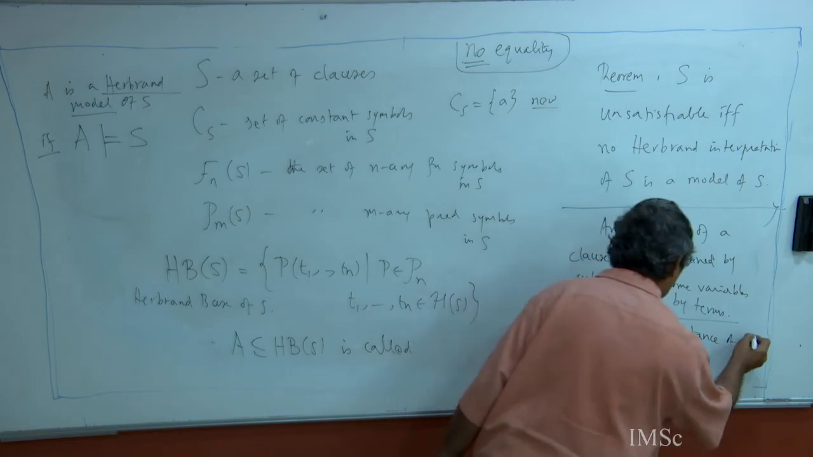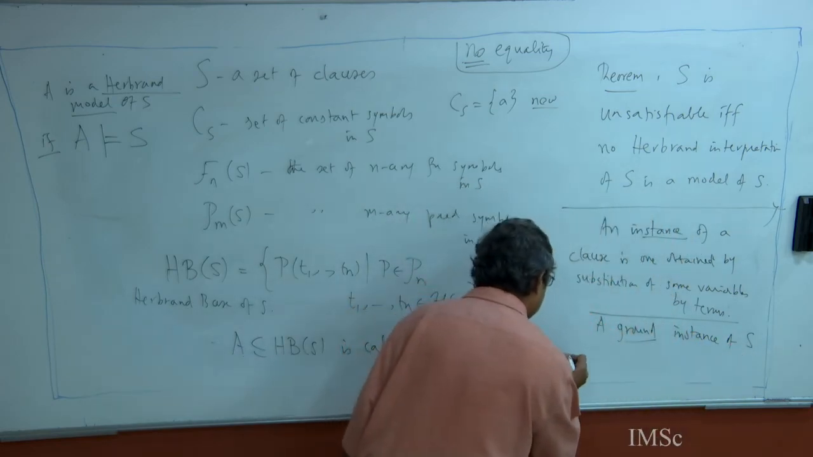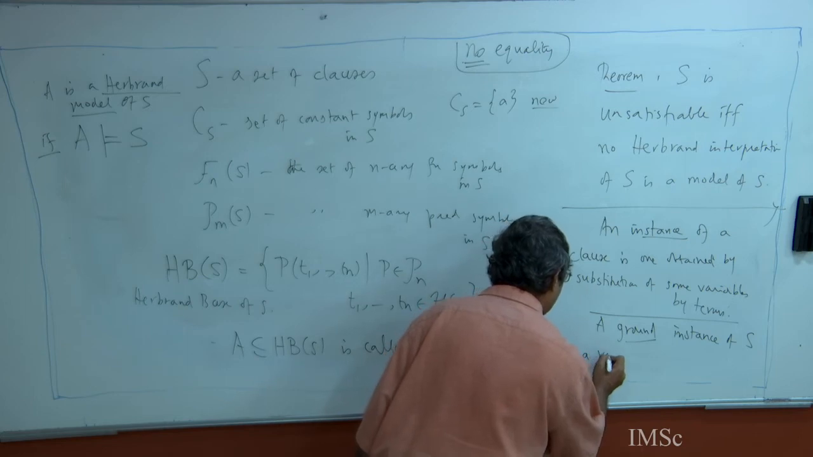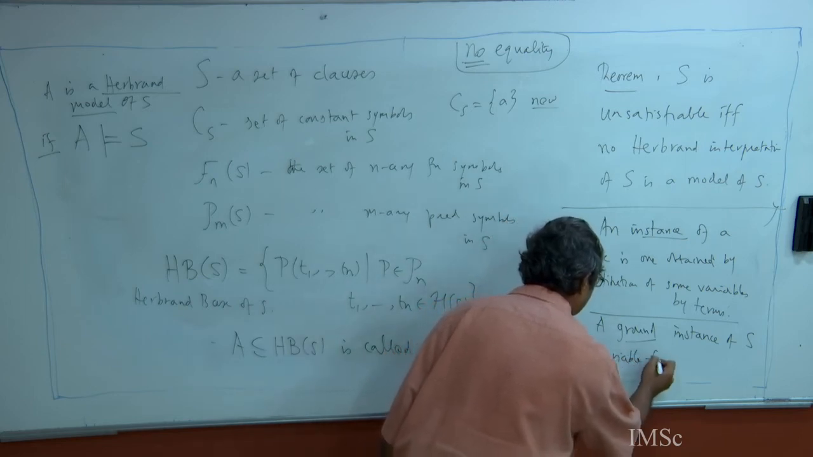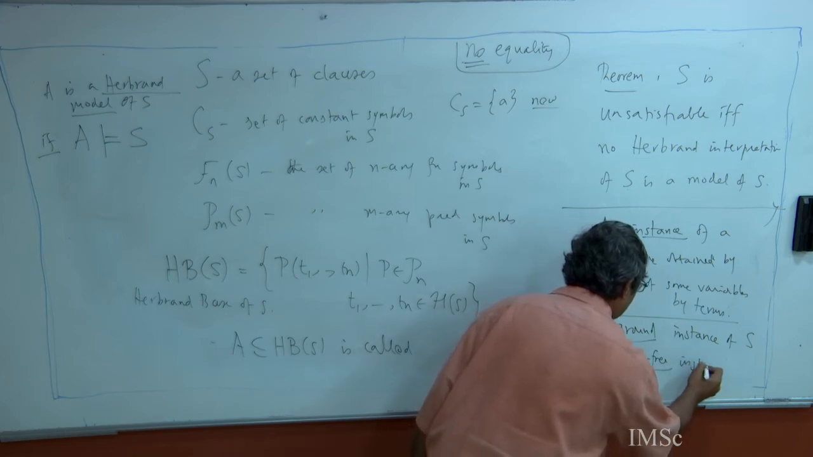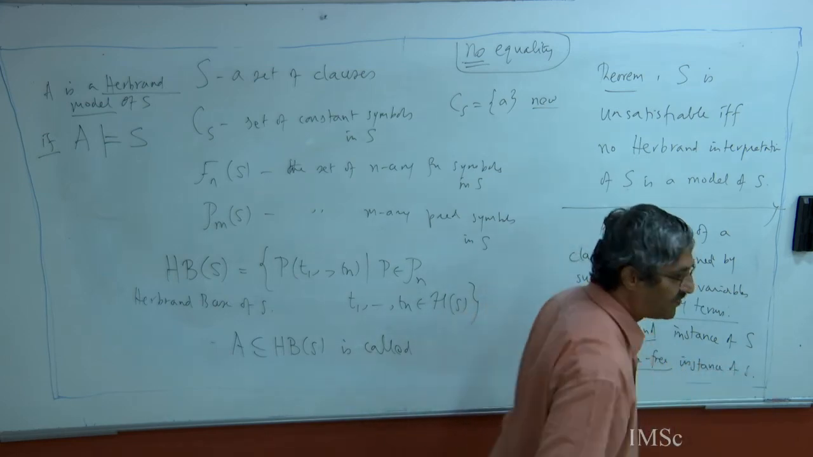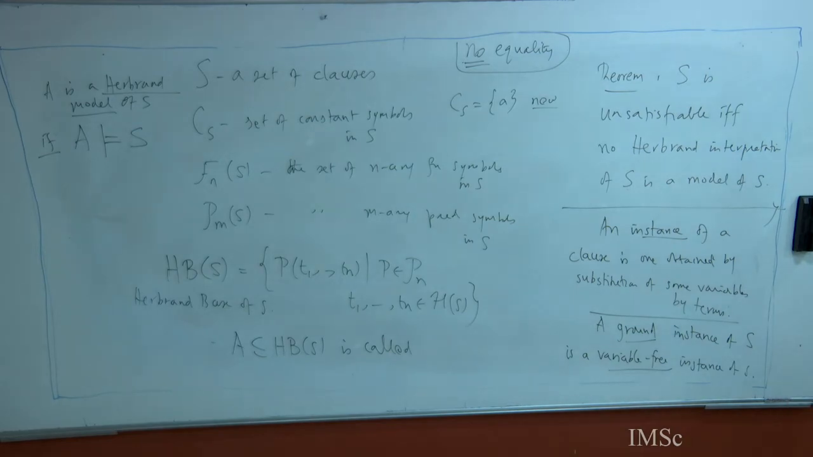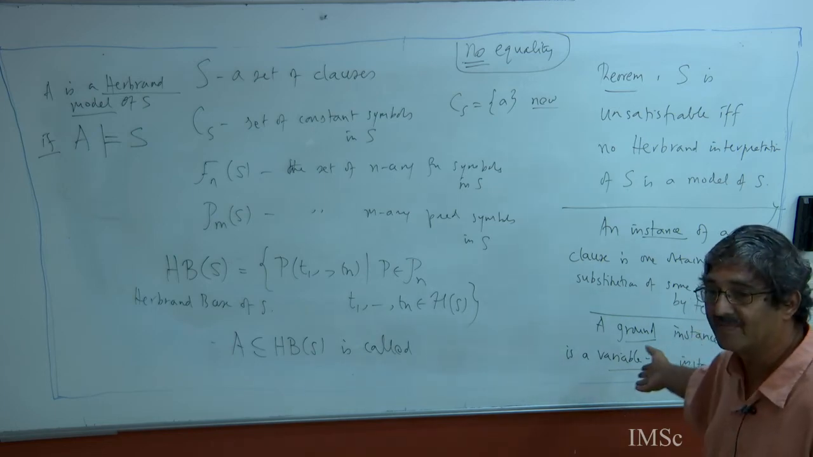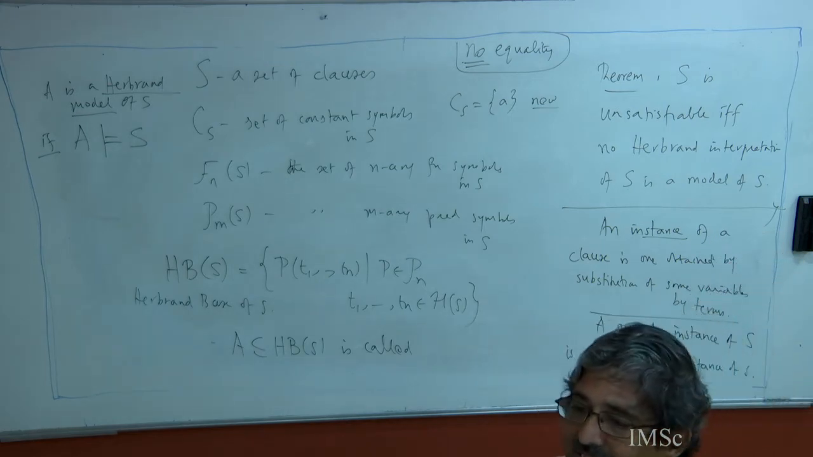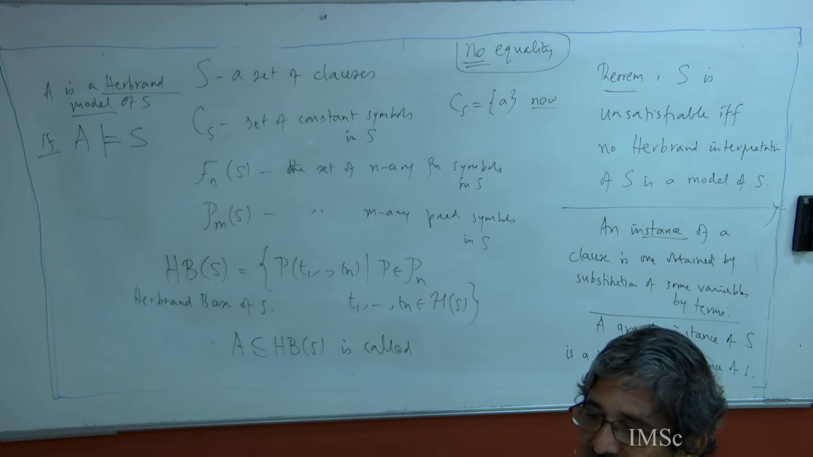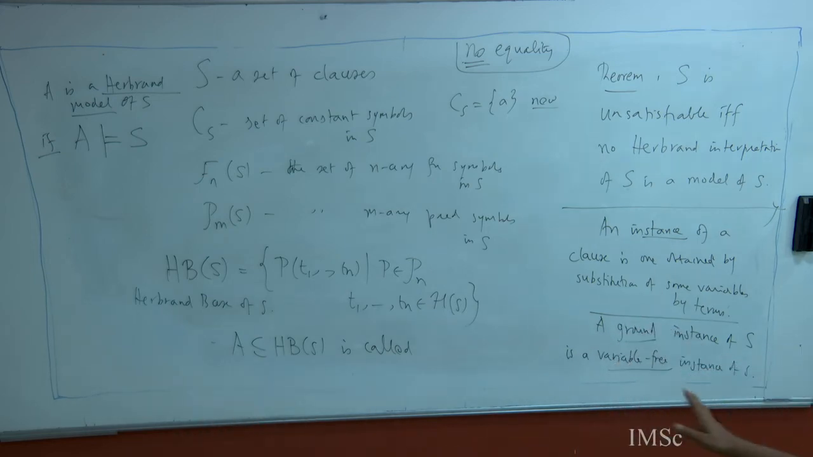A ground instance of a clause, of a set of clauses S, is a variable-free instance. It is a particular kind of instance where you have replaced every variable by ground terms. What are ground terms? They have no variables in them, only constants and function symbols. So you have replaced every variable by some constant, or f of c, g of f of c, f of h of g of c, whatever.